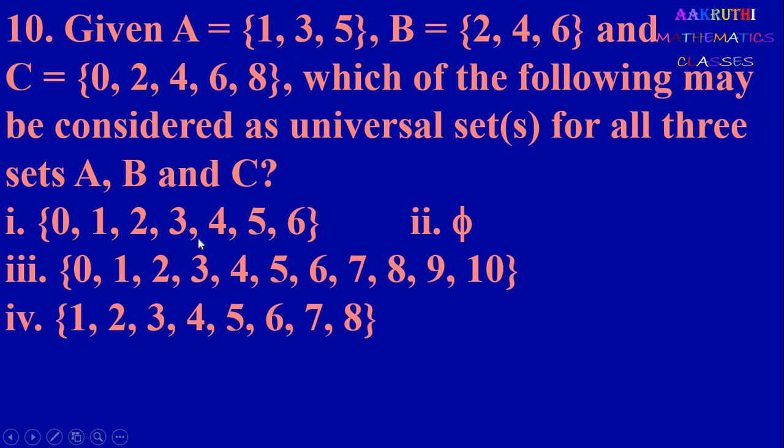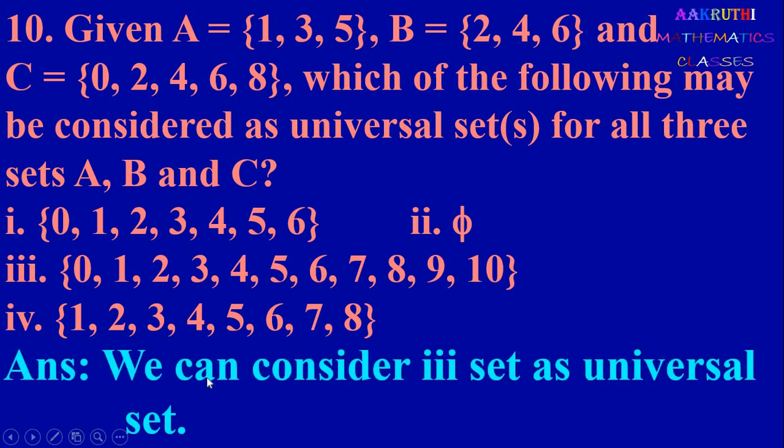It is possible. So next, the fourth one, we have here 1, 2, 3, 4, 5, 6, 7, 8. Here 1, 3, 5 is present, and 2, 4, 6 is present, but for set C we have 0, 2, 4, 6, 8, and 0 is not present in the fourth set. So therefore, all these sets are not subsets of this set. So therefore, this is not a universal set. So here, the only possible universal set is the third set, that is 0, 1, 2, 3, 4, 5, 6, 7, 8, 9, 10. So we can consider the third set as the universal set. Other sets are not universal sets.